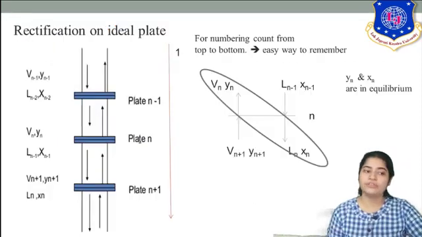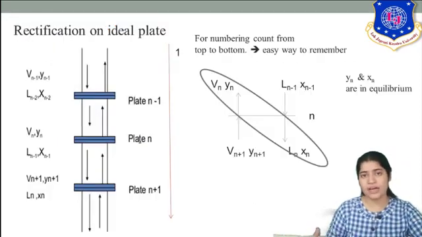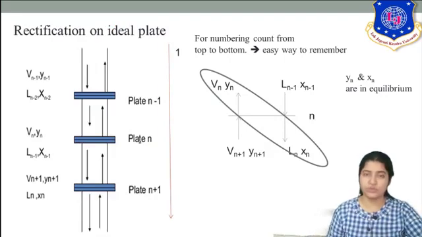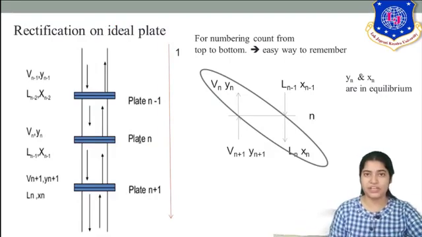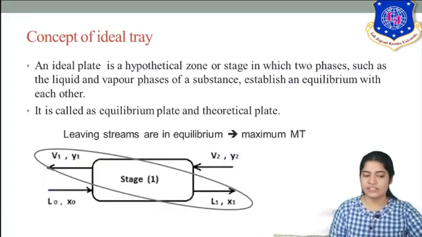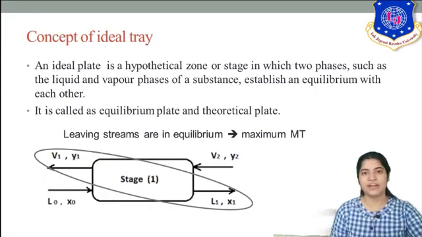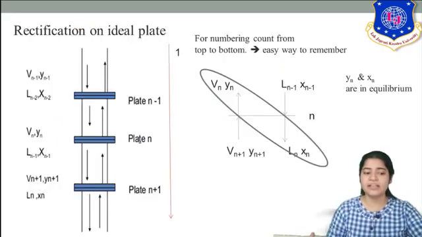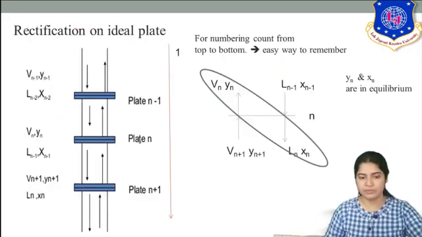Now talking about rectification on ideal plate, how mass transfer and energy transfer occur. In continuous rectification, as the number of plates is increased, for different plates you will have different equilibrium conditions. Suppose in plate 1, as we saw here, in stage 1, my leaving streams are in equilibrium, V1 and L1 streams. So Y1 and X1 are my equilibrium condition. Similarly, for different plates you have different equilibrium conditions.